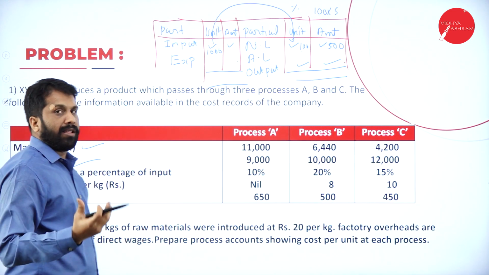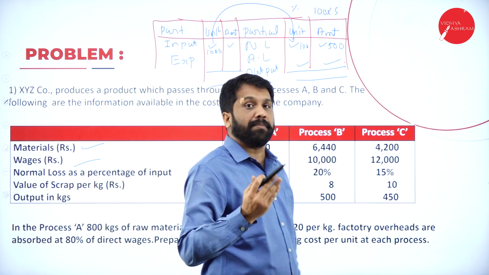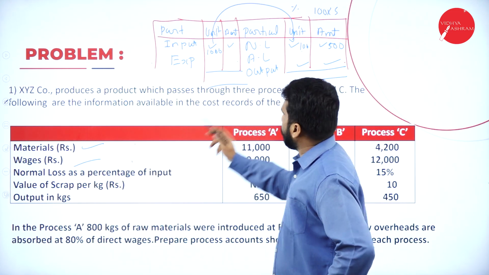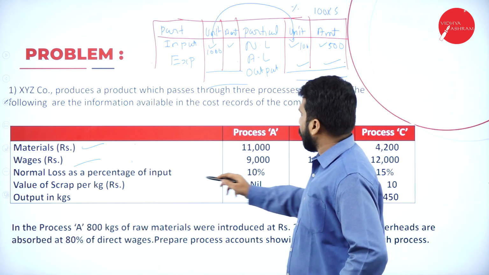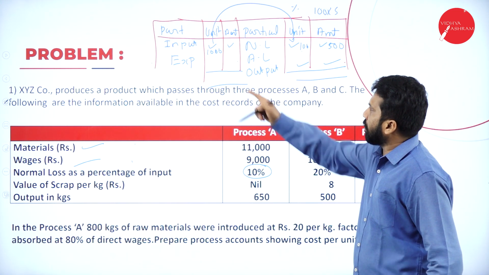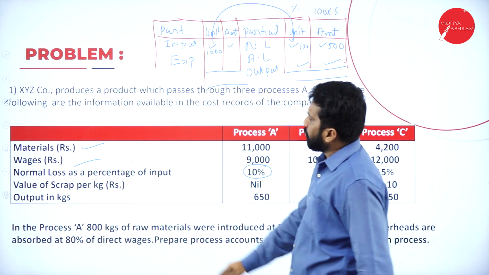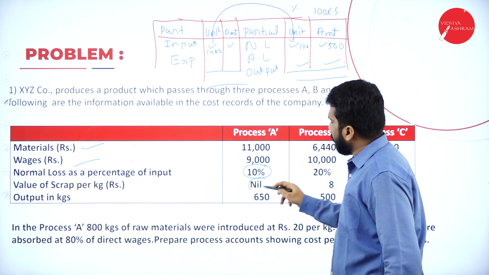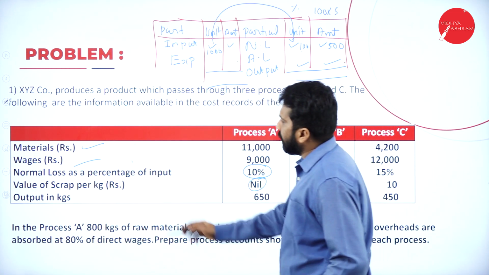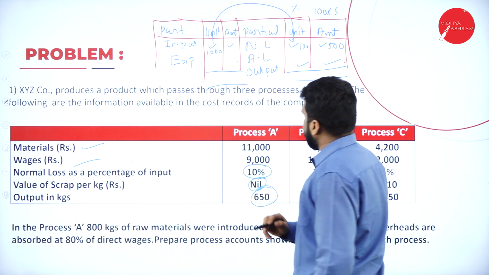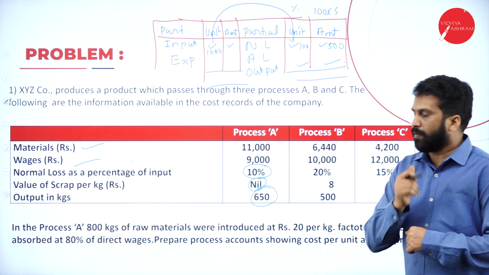Material, wages, all the purchase expenditure, where does it come? Debit side. Material, wages, debit side. Normal loss 10%. 10% on what? Input. Then the value of the scrap is given as nil. First one, there is no scrap only. Output per kg, it is 650. Hope you are clear.